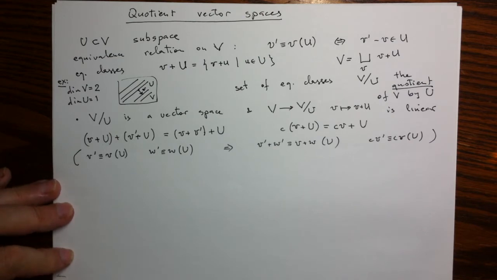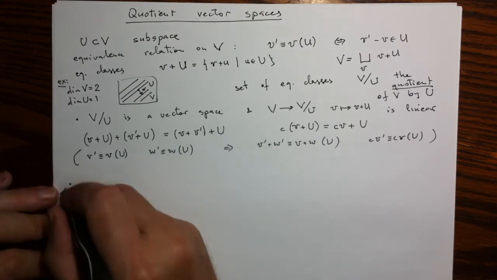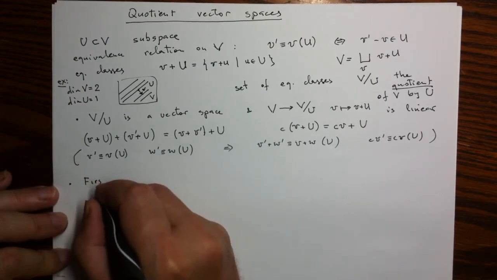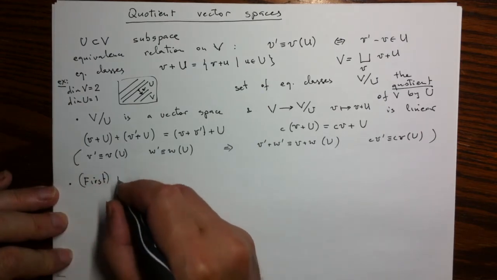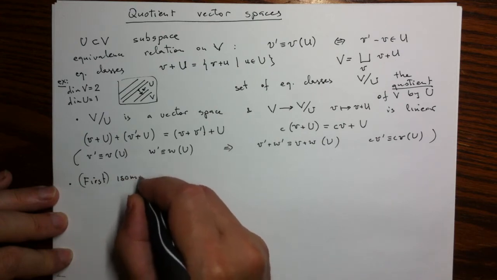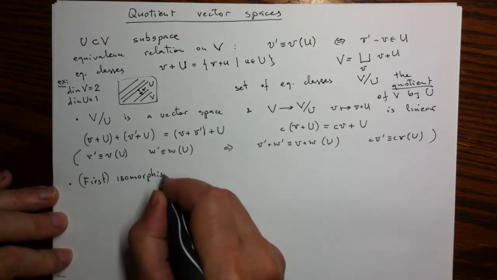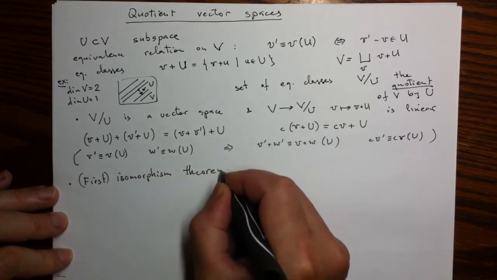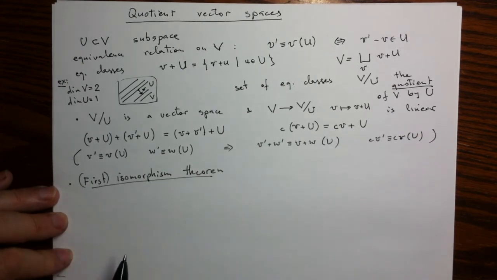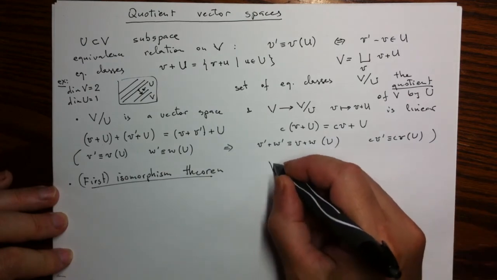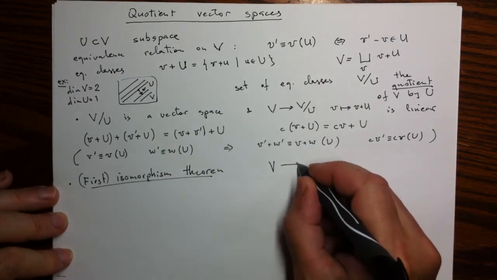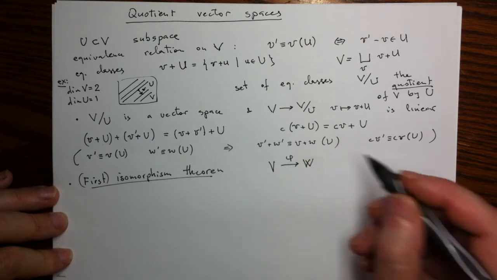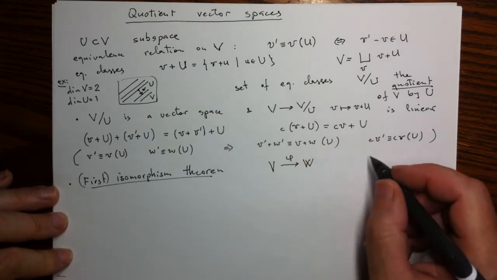And so the first immediate application, sometimes called the first isomorphism theorem, says the following. So let's start with a linear map between two vector spaces, call it phi. So that is a linear map.